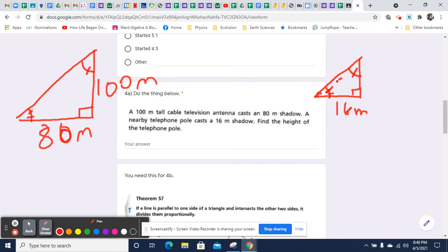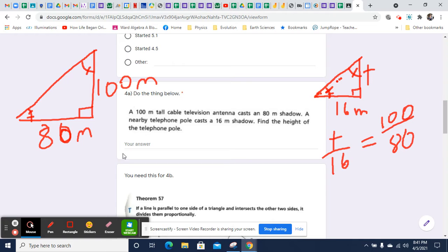Okay, so now we've got a 16-meter shadow and an 80-meter shadow, and we'll call this T here. So we can just say T is to 16 as 100 meters is to 80. And we can just set up a proportion like that. Okay, and so 16 times 100 will equal T times 80, and we can just solve that thing.